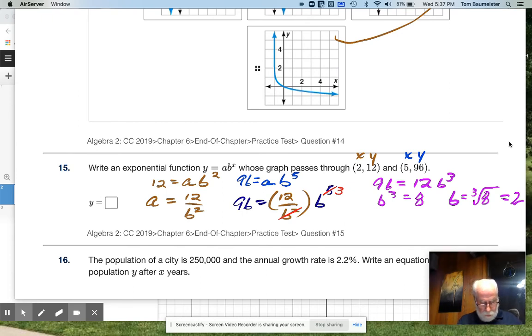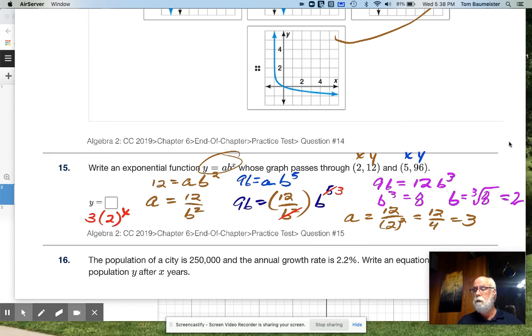So now we're going to plug that into our a first one. So we can say a is equal to 12 divided by 2 squared, which is 12 divided by 4, which is equal to 3. So now our equation is right there. We are going to say that our equation is now y is equal to 3 times b, which is 2, raised to the x power. And that is your answer.